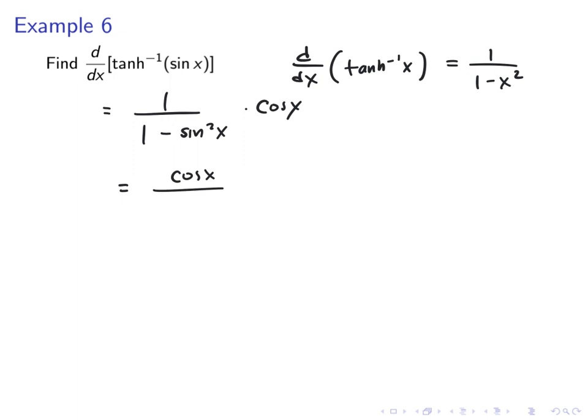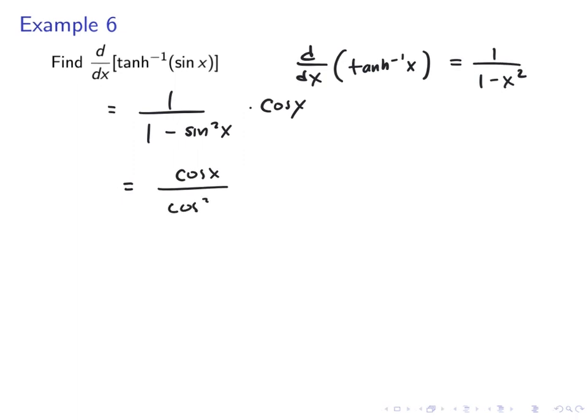1 minus sine squared x is cosine squared x, I should say, not 1. So you get cosine x over cosine squared x, which is 1 over cosine x, which is just secant x. Just normal secant. Okay. That's it.